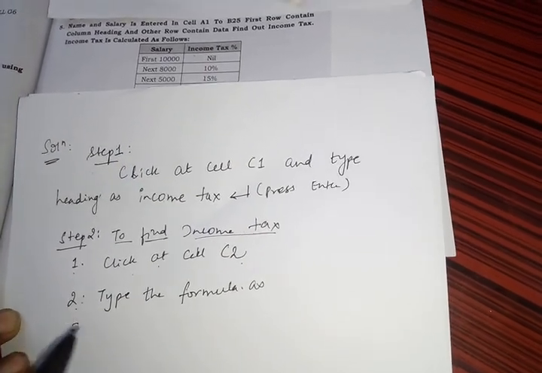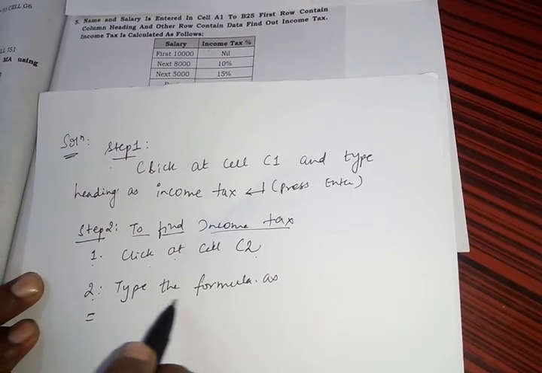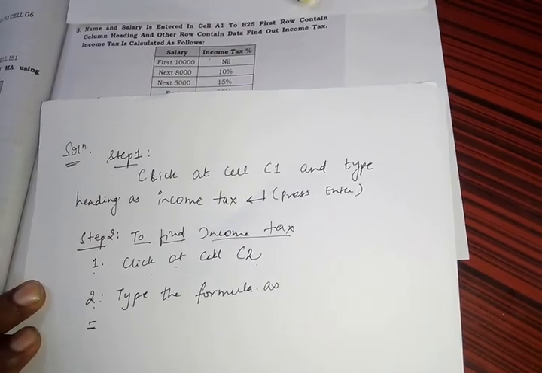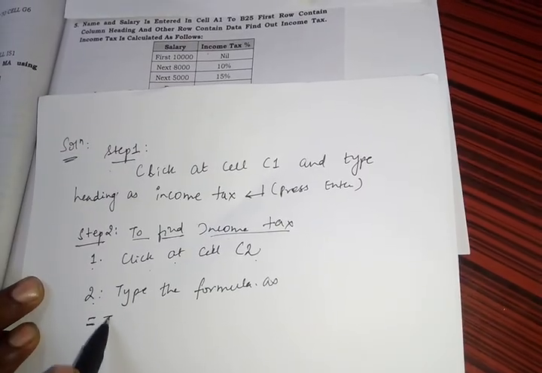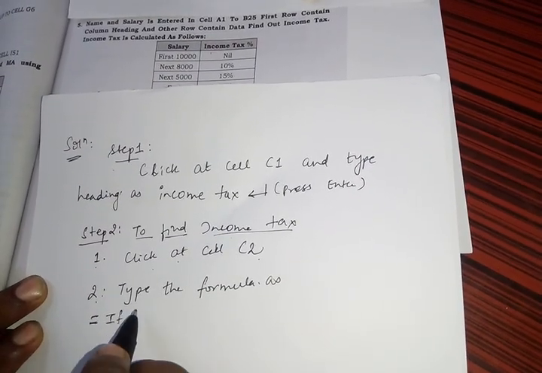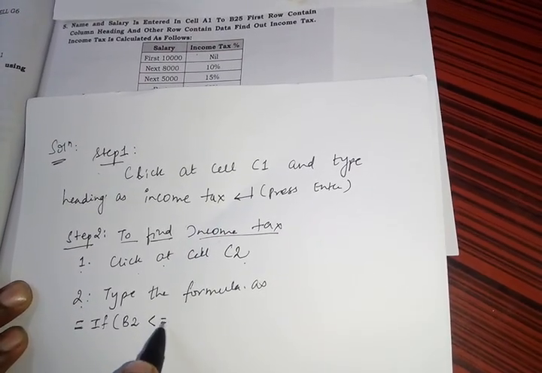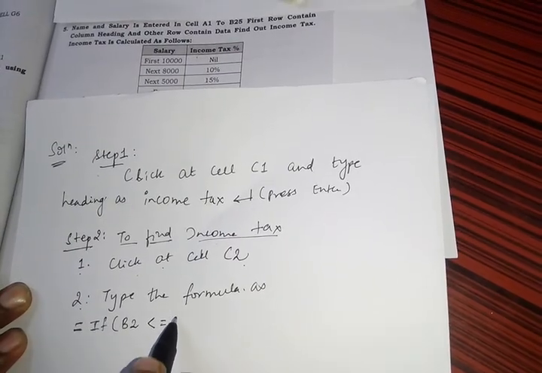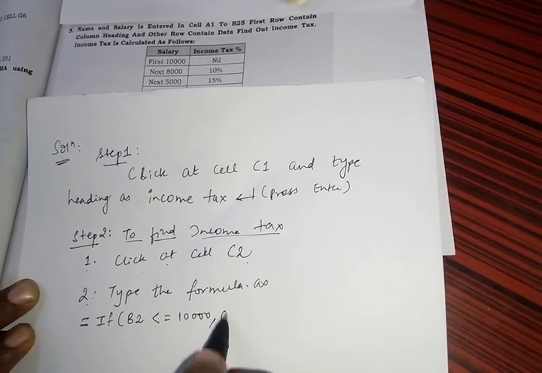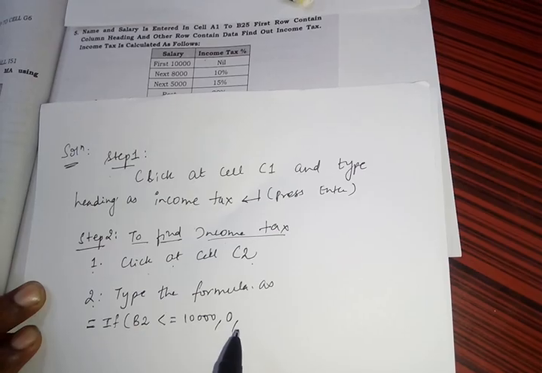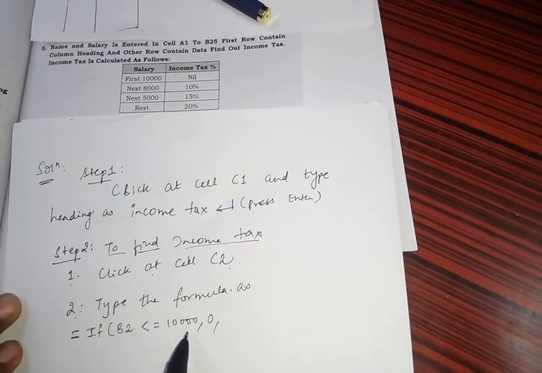Because here the IF condition is going to help, that is, a multiple IF. So very first type the formula as equals to. Do remember, if you do not write equals to, your marks will definitely be deducted. Equals to IF B2 is less than or equal to 10,000 comma 0. So equals to IF B2 is less than or equal to 10,000.